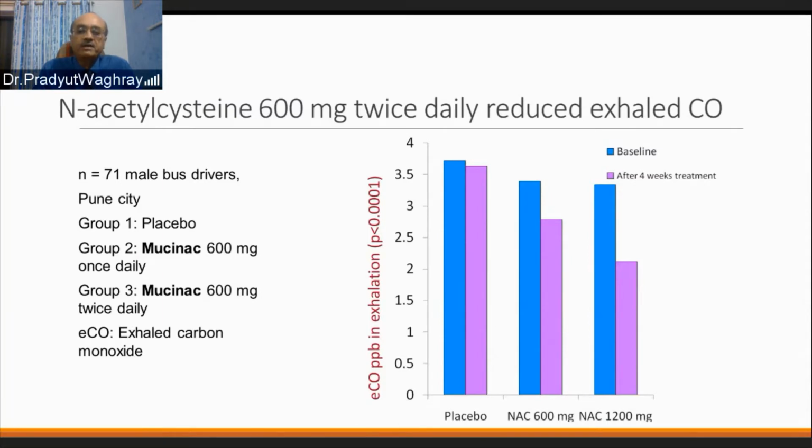When exhaled carbon monoxide was measured, it was found to be significantly reduced after 4 weeks of starting N-acetylcysteine 600 milligrams twice daily.